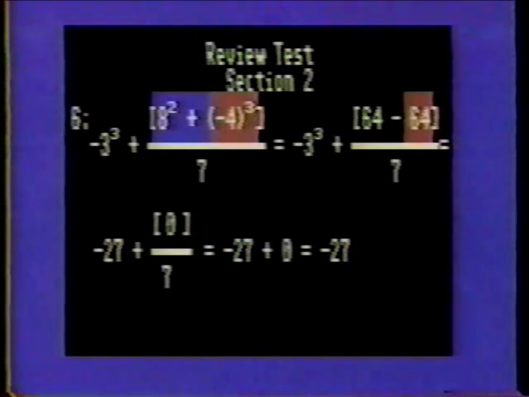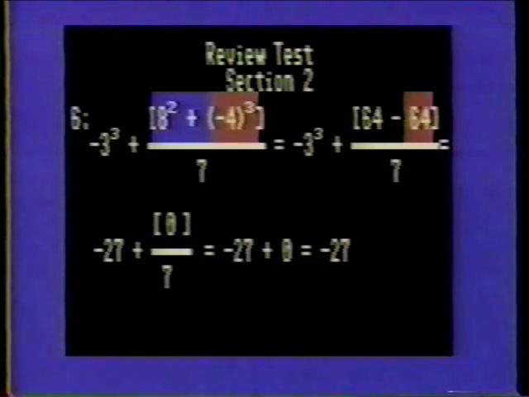Problem 6. Negative 3 cubed plus 8 squared plus negative 4 cubed divided by 7. Let's begin by solving for the items inside the brackets first. Although negative 4 is enclosed within parentheses, there are no operations to be carried out within the parentheses. The parentheses are used to clarify the problem.